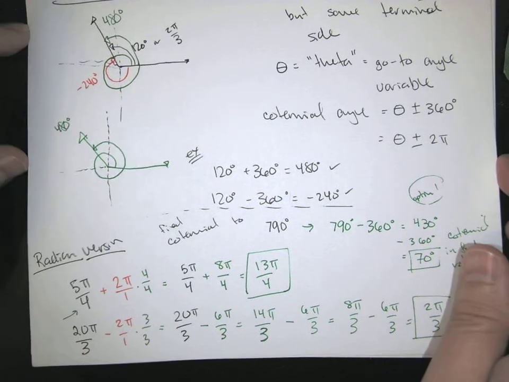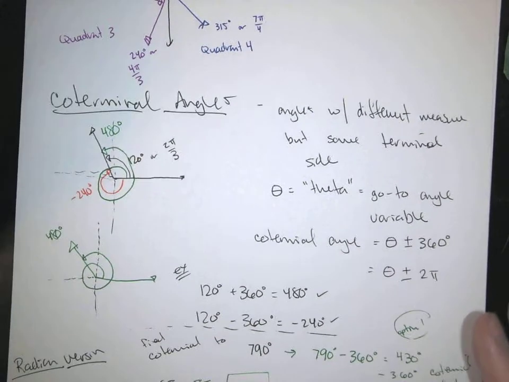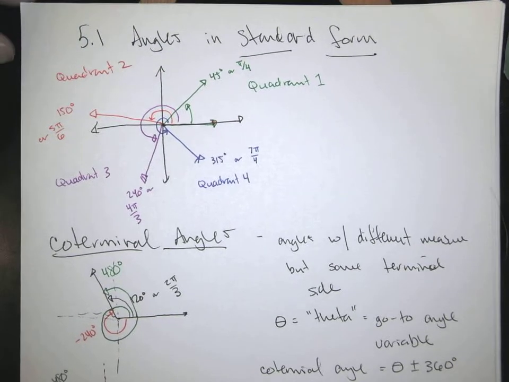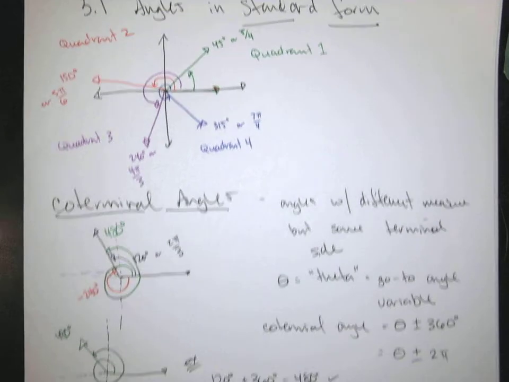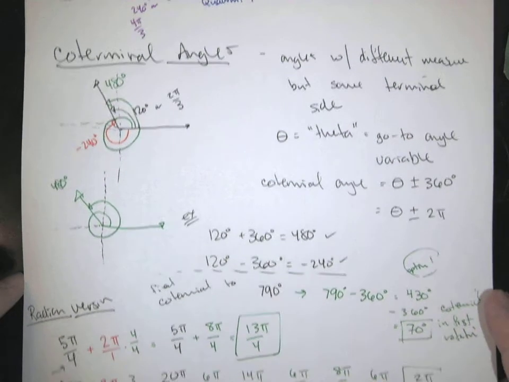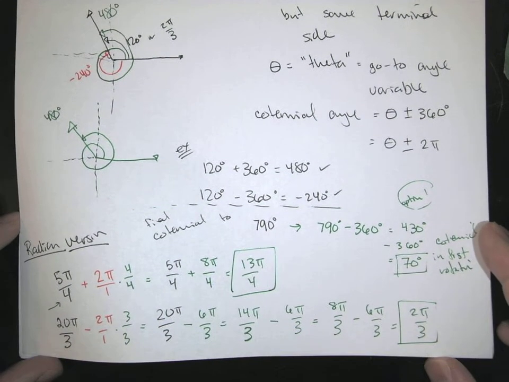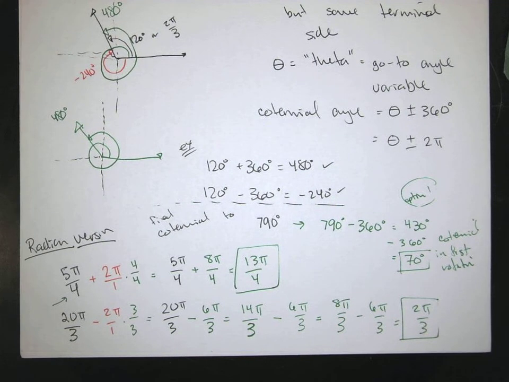So that's standard position, right? Being able to do some sketches. Sketch these angles in standard position on the plane, and then do some coterminal sketches, and then just do some arithmetic work to find a coterminal angle either in degrees or radians. There we go. So that's the end of our intro section. That's the end of 5.1.